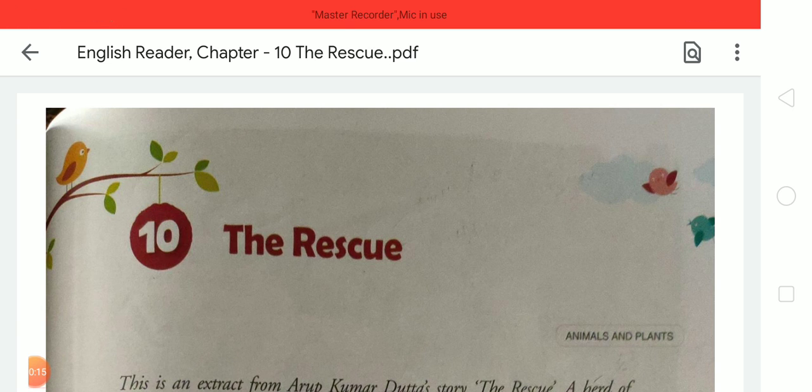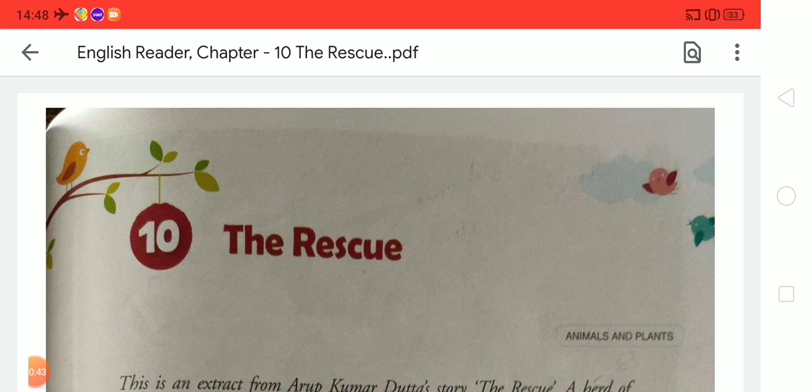So, students, for that, you all take out your English literature book and open chapter 10. The title of this chapter is The Rescue. First of all, you all tell me the spelling of rescue. Yes, it is R-E-S-C-U-E, rescue. And now, what is the meaning of rescue? Do you know about it? Yes, it means to protect or save.